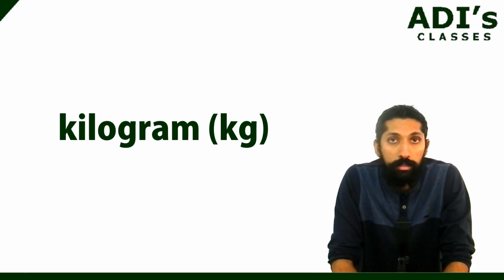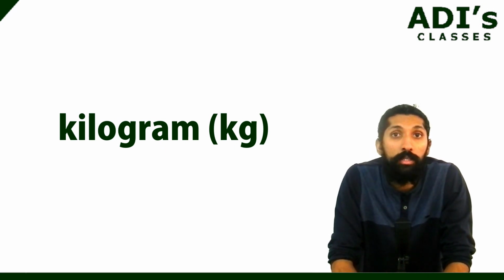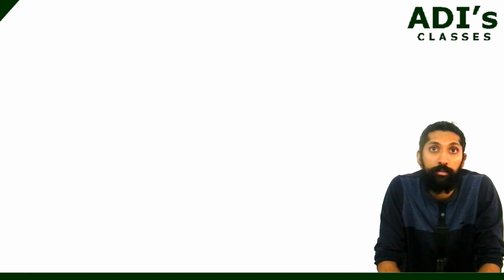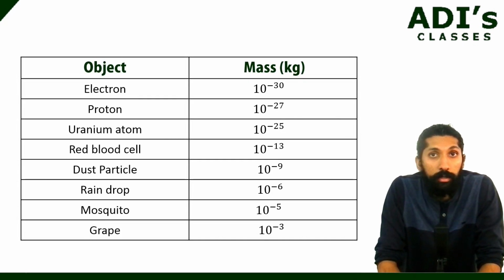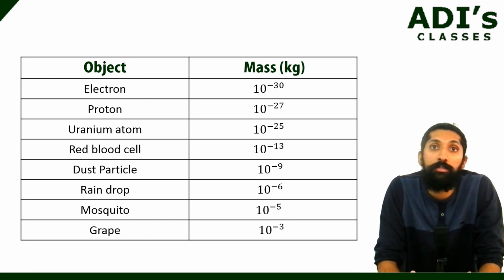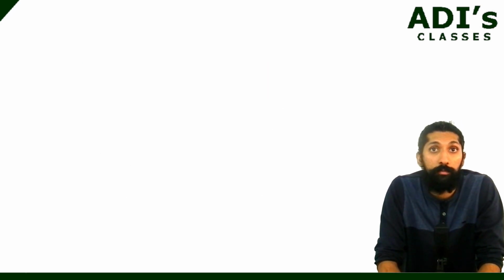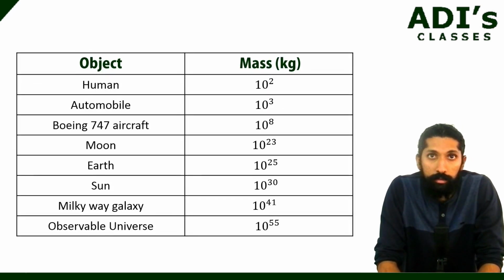Correct? Now since we are talking about mass, let's look at which has the smallest of masses. Electron. Electron has around 10 power minus 31 kg. That is the mass of the electron. Very, very small. Correct? And as you go on, if you look at the table here, you have the mass of the biggest things. Correct? Mass of a galaxy, mass of the present universe, whatever you can consider.